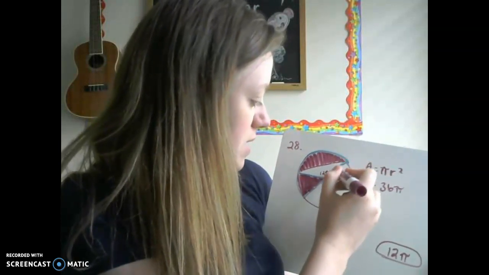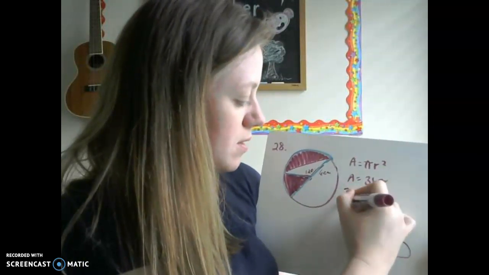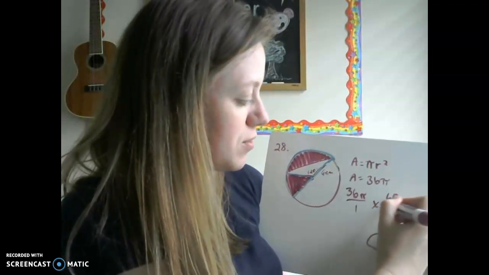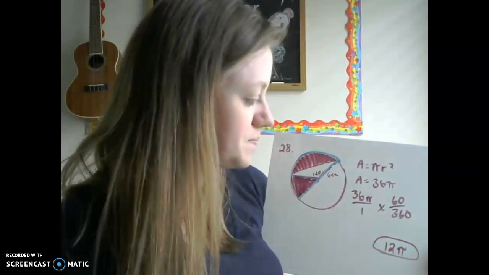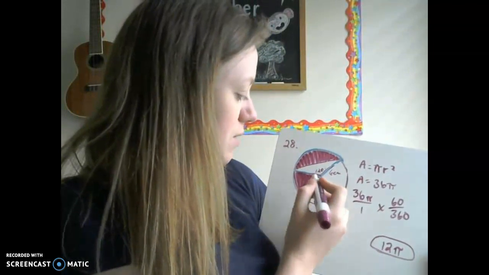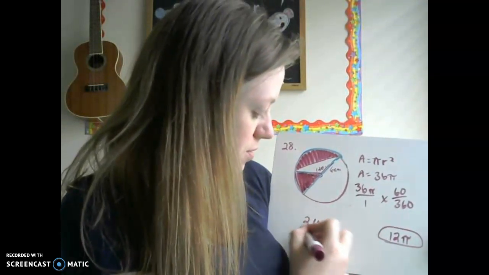So this section, we know that this line is 180 degrees, and this is 120. They're supplementary angles, so together they equal 180, which means that this has to be a 60-degree angle here. So we can do the same thing, 36 pi, I'm going to put it over 1, times 60 over 360. This is the percent of the entire circle that is this segment right here, because we know that this angle is 60 degrees. So 36 times 60 is 2160 over 360.